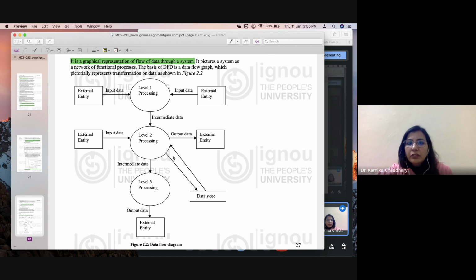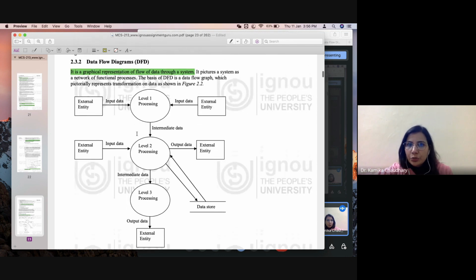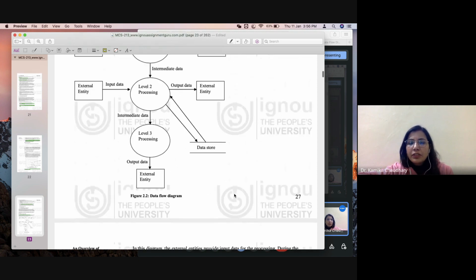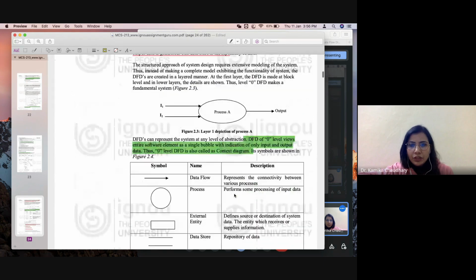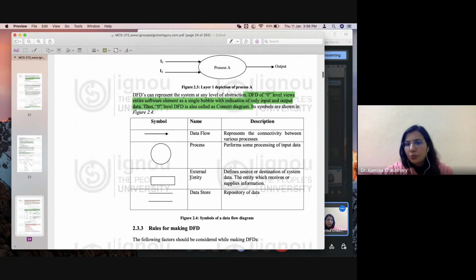So what we are doing in the DFDs is showing the outflow and inflow of the information, or the processing, or how the function is performed in your system, by making use of these entities, by making use of this rectangle. We are showing the flow of the information by making use of this arrow. Then these circles or ovals are used, and these two lines are used. So we are going to learn what each and every symbol represents. You must know about that.